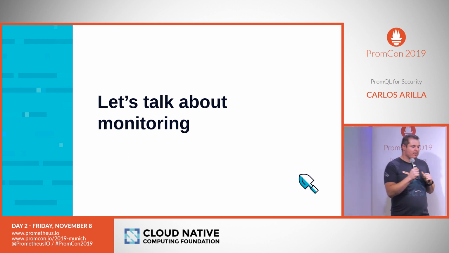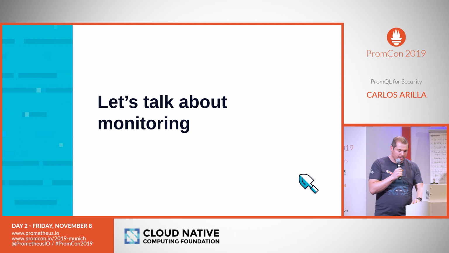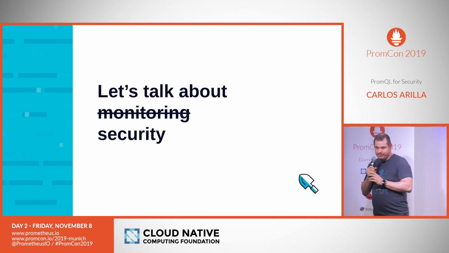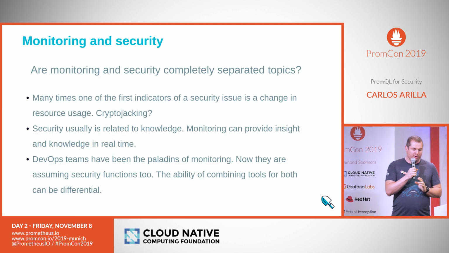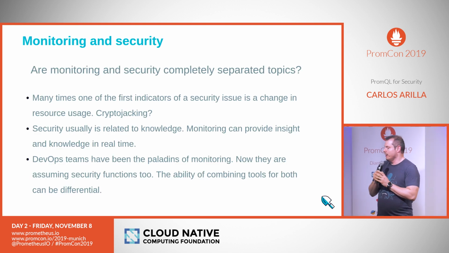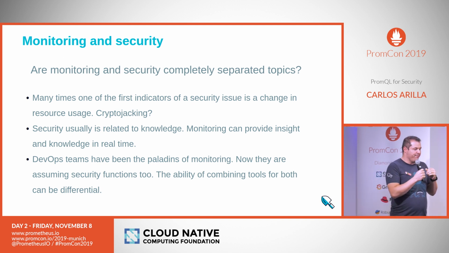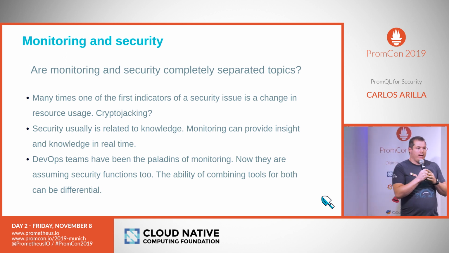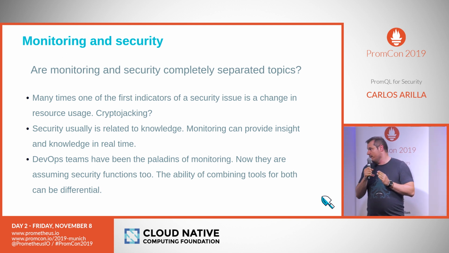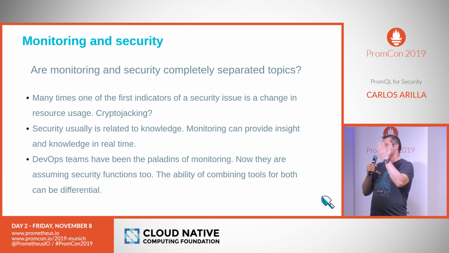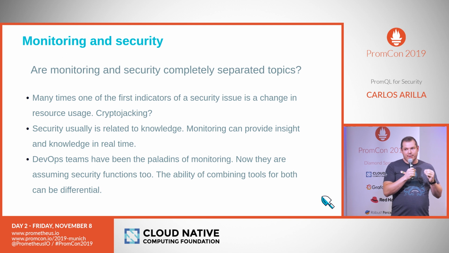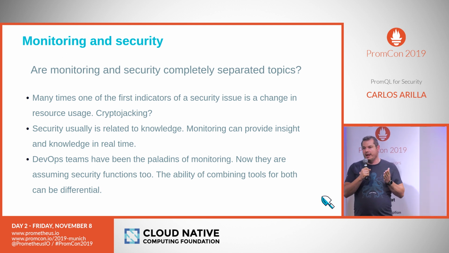Well, let's talk about monitoring, but in a different way, because we are talking now about security. Are monitoring and security so different? Well, sometimes the first indicator of a security risk is an increase of resource usage. So if you receive a cryptojacking attack, you will notice because your resource usage will rise. So many times it's an entry point of knowledge.